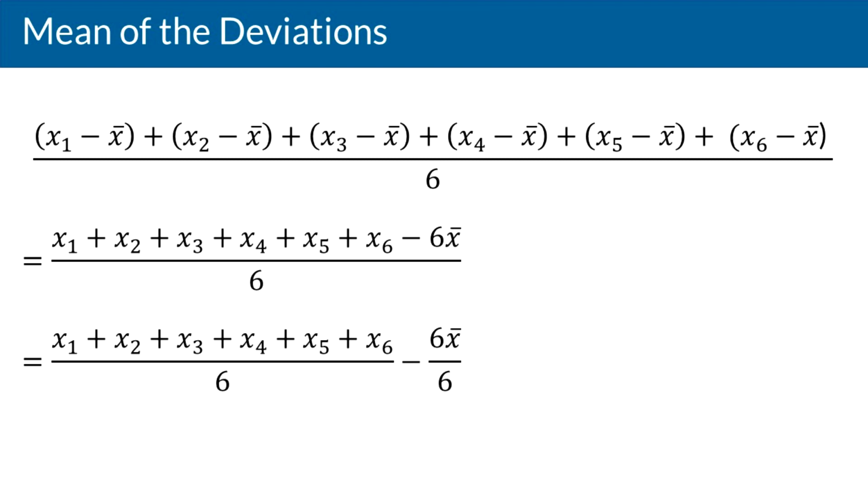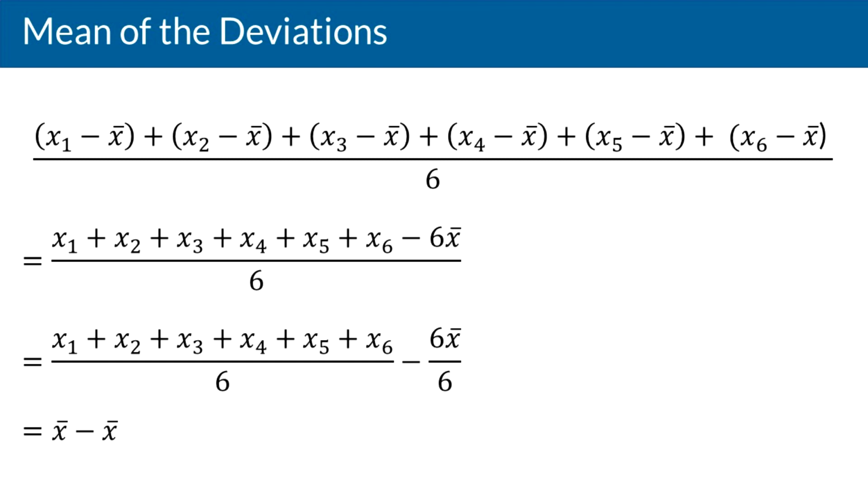Next, it seems to me like the best bet is to split up my fraction and take all of the data values that I have added together and divide them by 6, and then have the minus 6 times the mean be divided by 6 on its own. This is actually going to simplify in a really nice way in our next step. You see, the fraction on the left is just equal to x bar. That's the calculation for our mean. We're just adding the data values together and dividing by 6. The fraction on the right has a 6 in the numerator and the denominator, so I can actually reduce that out and just leave behind x bar.